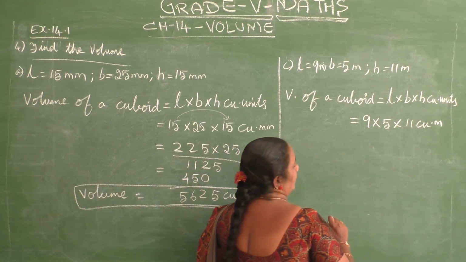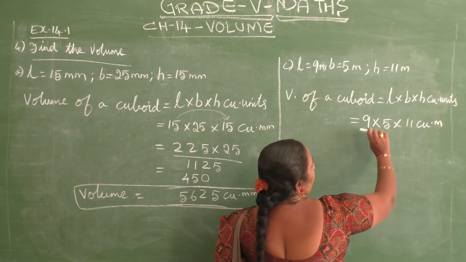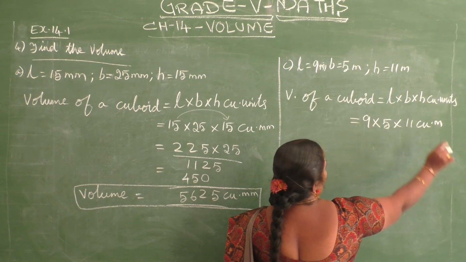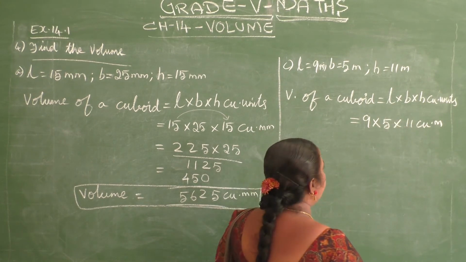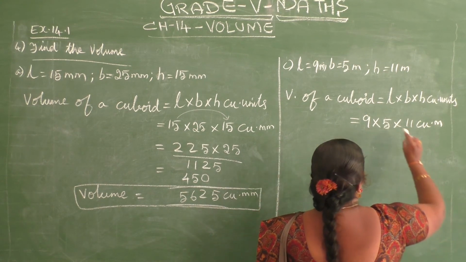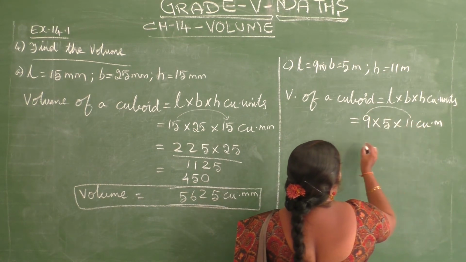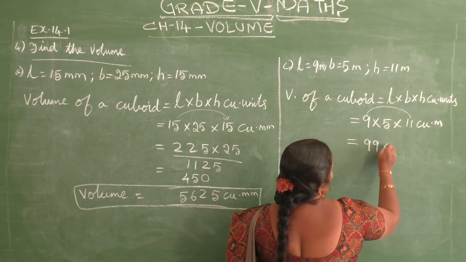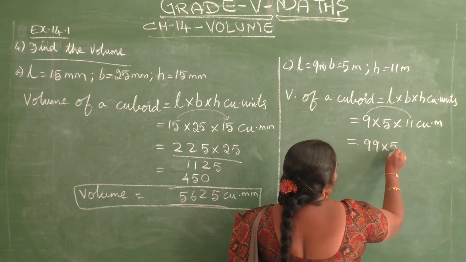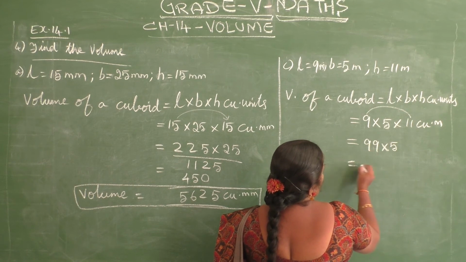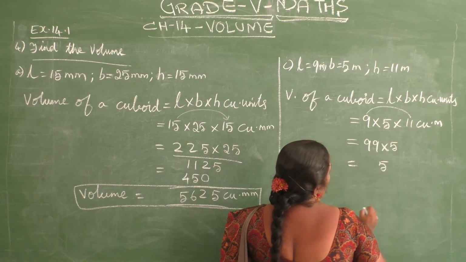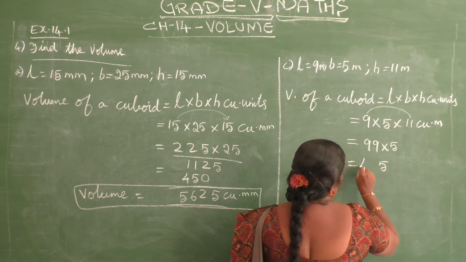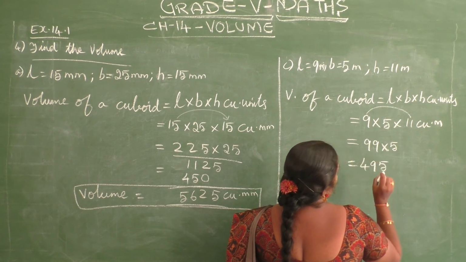Okay, listen now. I am going to multiply this 9 with 11, otherwise 5 with 11. Anything, that is your wish. Okay? So 9 with 11. What will come? 9 11s are 99. Then I take that 5. 5 9s are 45. So 5, remaining 4. Again 5 9s are 45. 45 plus 4 more is 49. So 495.